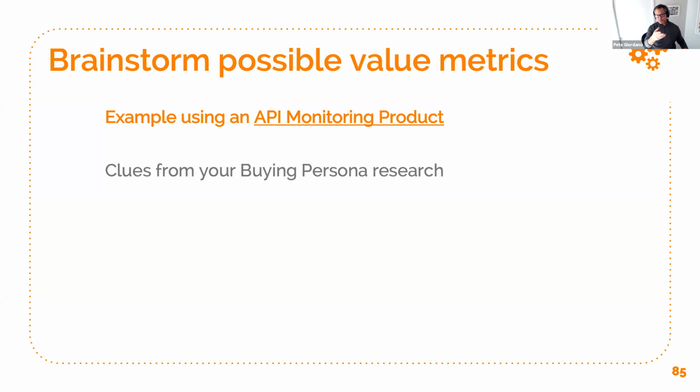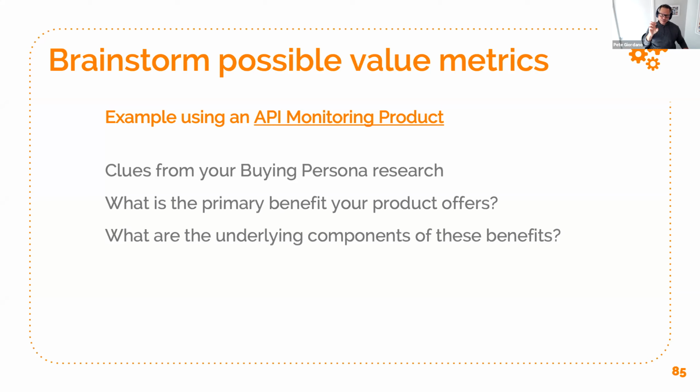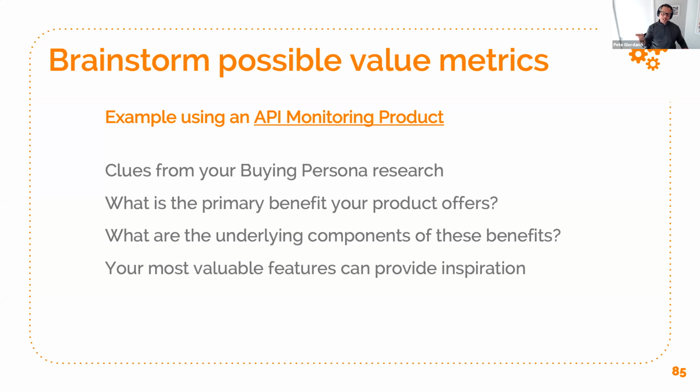Well, we can start with some clues. We can look at our buyer persona research. We can also look at our product. Right? We can say, what is this primary benefit our product provides? And then we can also look at what are the things that make it up. So in our case, with an API monitoring product, it delivers API monitoring, and then it has all these subcomponents. But you can go a step further and you can think through, what are the key features? And sometimes that provides some inspiration.